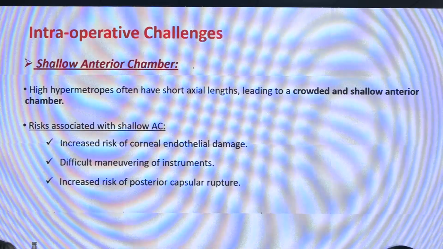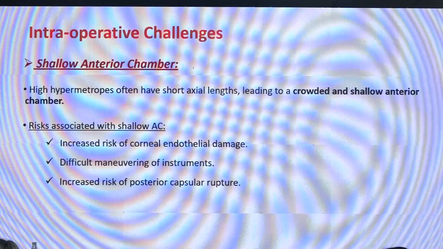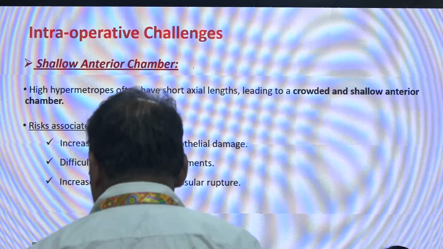Shallow anterior chamber is another thing which happens in hypermetropic eyes. These eyes have short axial lengths and also have crowded and shallow anterior chambers. So there are several risks associated with a shallow AC: increased risk of endothelial damage, difficult maneuvering of instruments, and increased risk of posterior capsular rupture.